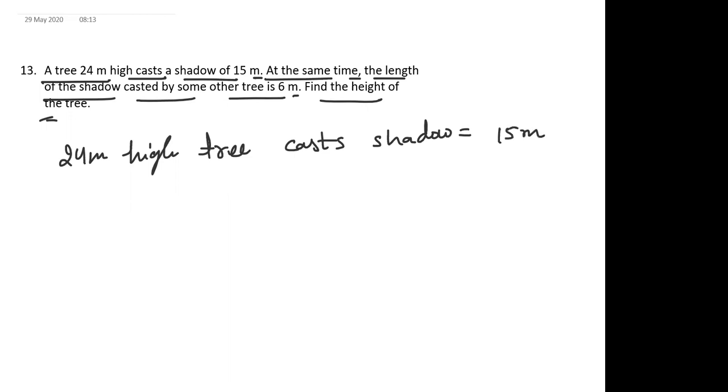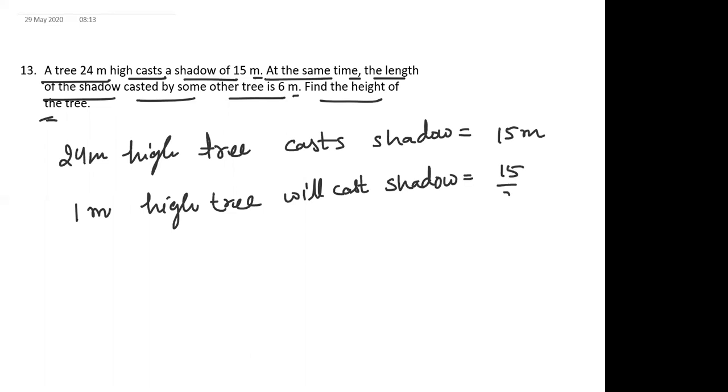So if the tree would be 1 meter high, a 1 meter high tree will cast a shadow of 15 upon 24 meters. Okay. Then the question is saying, at the same time, the length of the shadow cast by some other tree is 6 meters. So if for some other tree the shadow is 6 meters, then what is the height of the other tree?